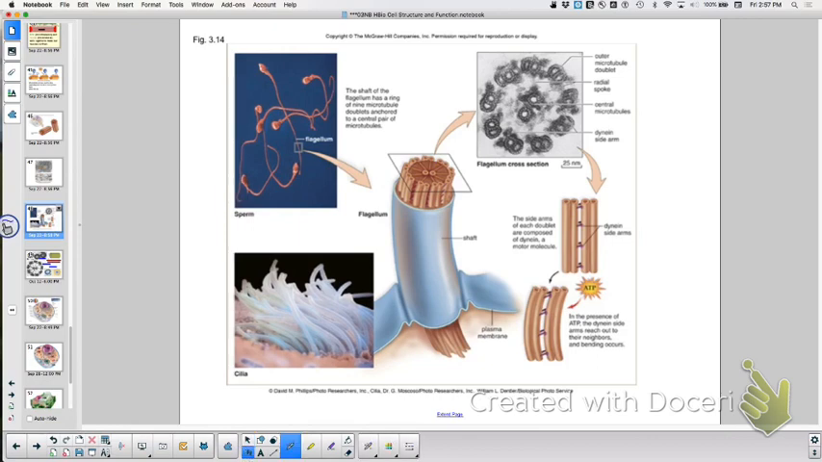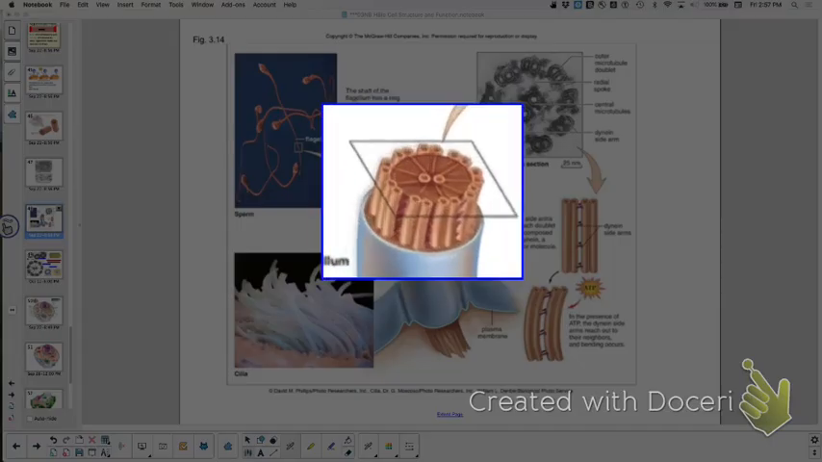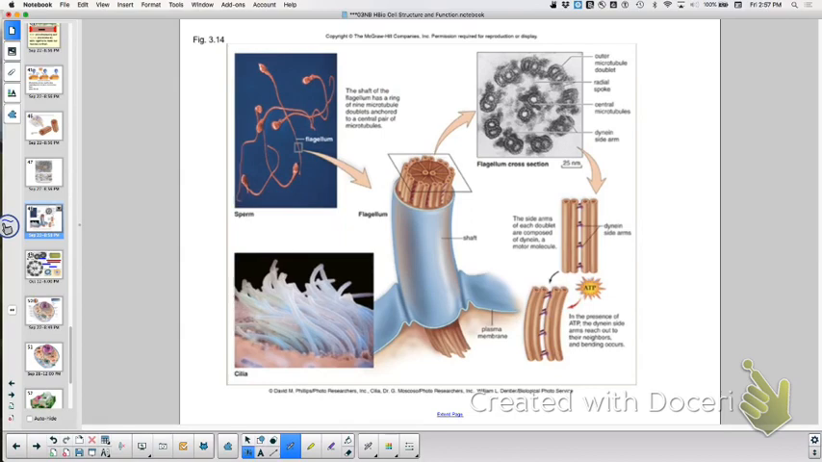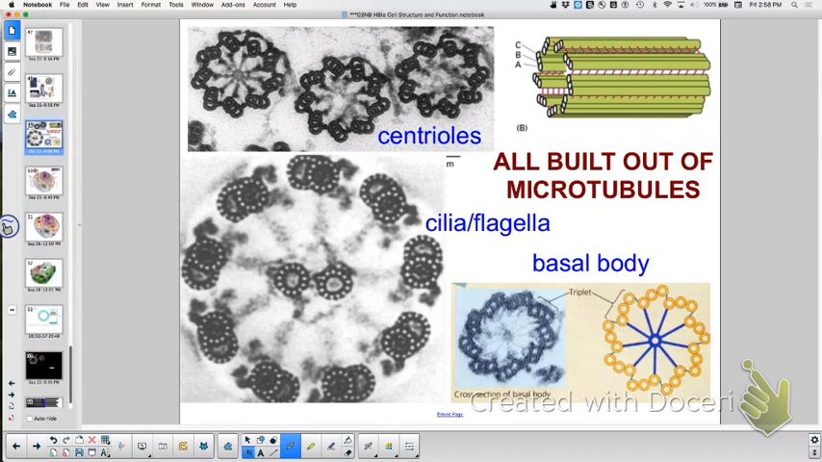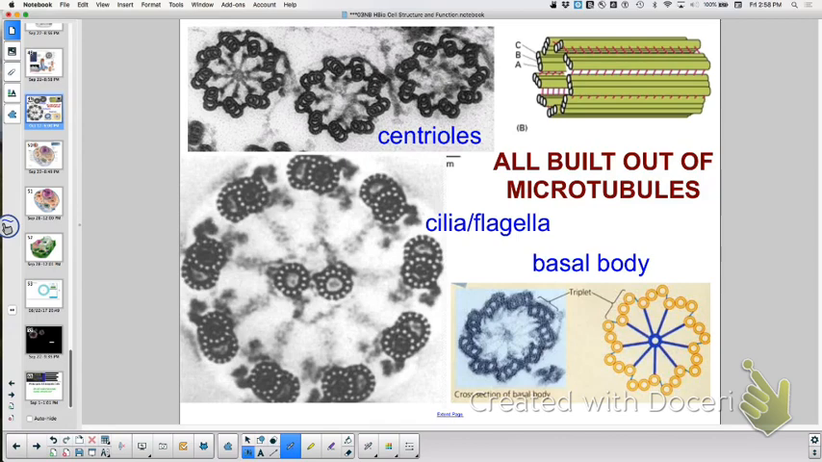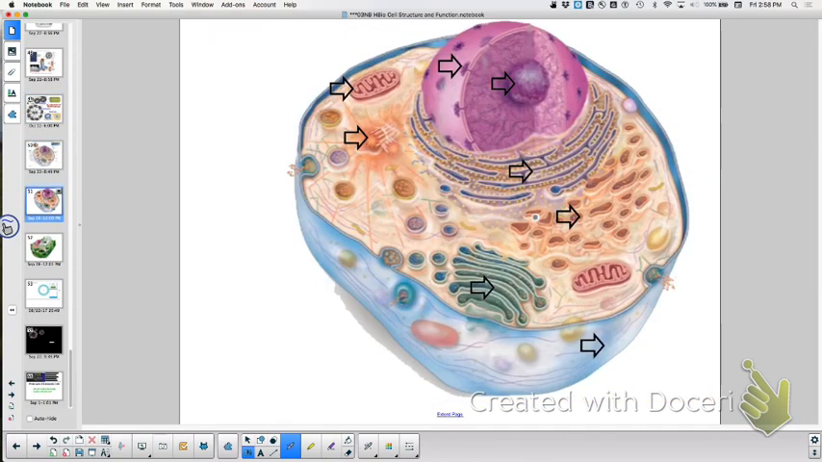Cilia and flagella are slightly different though. If you look at them, they are not 9 groups of 3, they are 9 groups of 2, and then they have 2 singles in the middle. If you looked at them with an electron microscope and saw 9 groups of 2, that would be cilia and flagella. If I showed you 9 groups of 3, you would know those were centrioles or basal bodies. Basal bodies anchor cilia and flagella, and cilia and flagella are the ones that are 9 groups of 2.